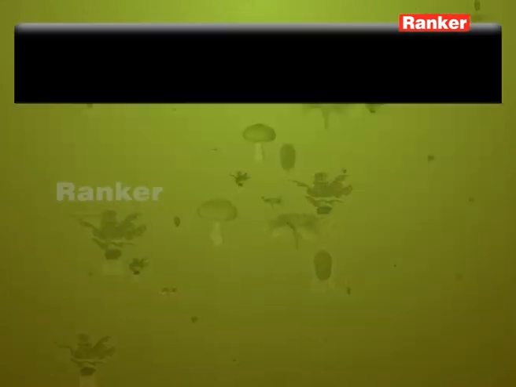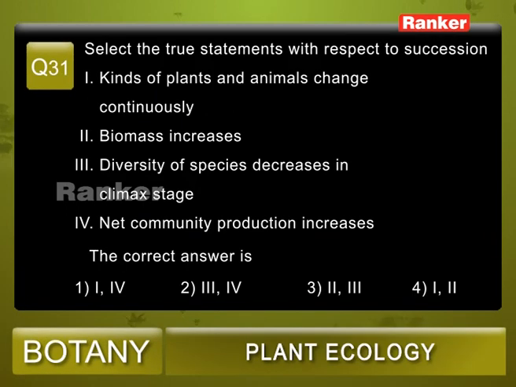Question number 31, select the true statements with respect to succession. 1. Kinds of plants and animals change continuously. 2. Biomass increases. 3. Diversity of species decreases in climax stage. 4. Net community production increases. The correct answer is options: first one, 1 and 4; second one, 3 and 4; third one, 2 and 3; fourth one, 1 and 2.